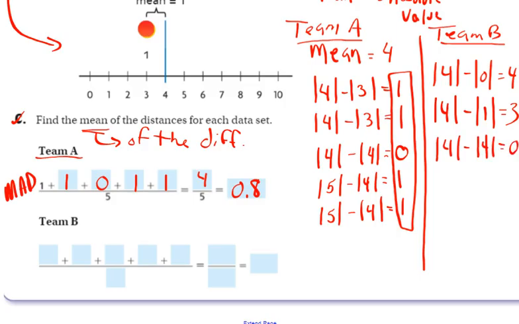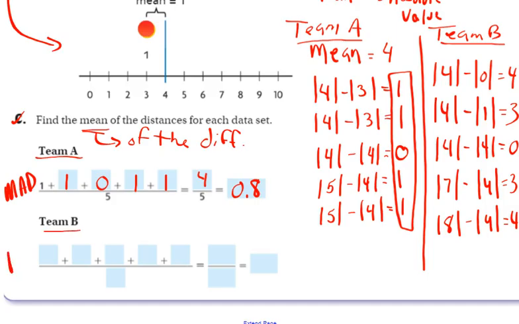And then I have a 7 and an 8, so I'm going to make sure I get those first here. The absolute value of 7 minus the absolute value of 4 gives me a 3. And the absolute value of 8 minus the absolute value of 4 gives me a 4. So now I have the differences of 4, 3, 0, 3, and 4. And those are the values I'm going to go ahead and use in my Team B MAD.